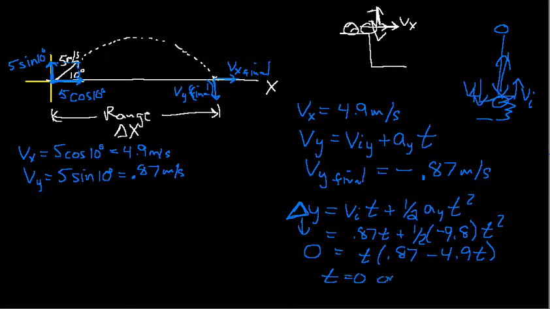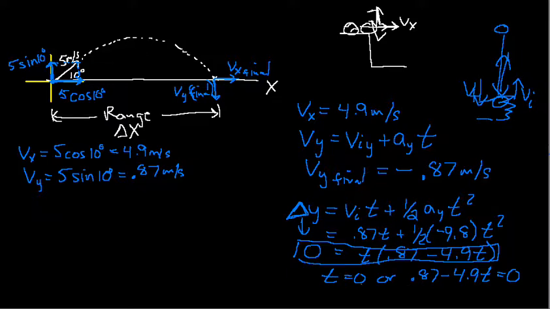Okay? Now we would find that time is equal to 0, or 0.87 minus 4.9 t equals 0, to solve this equation right there. So time can't be 0 because it takes some time to go across. So this is what we're looking at, and time is going to be then, solving this equation, 0.87 divided by 4.9, and that's going to be 0.178, so 0.18 seconds.